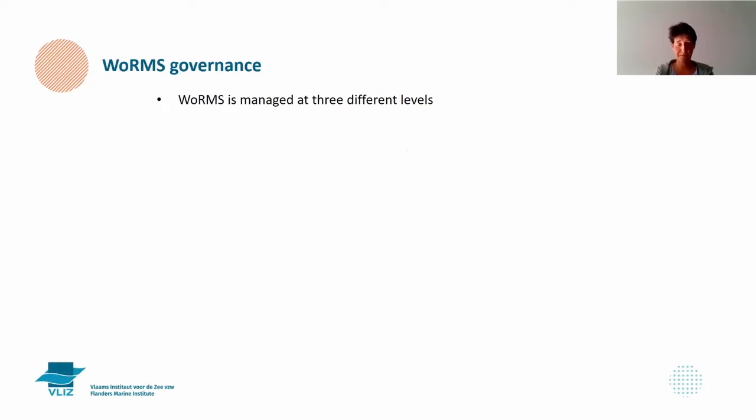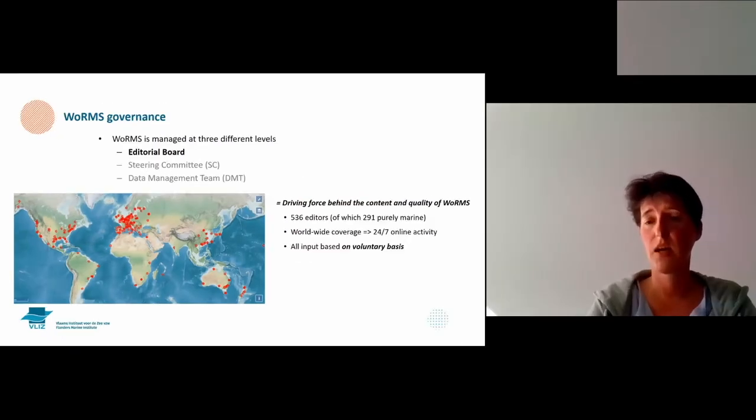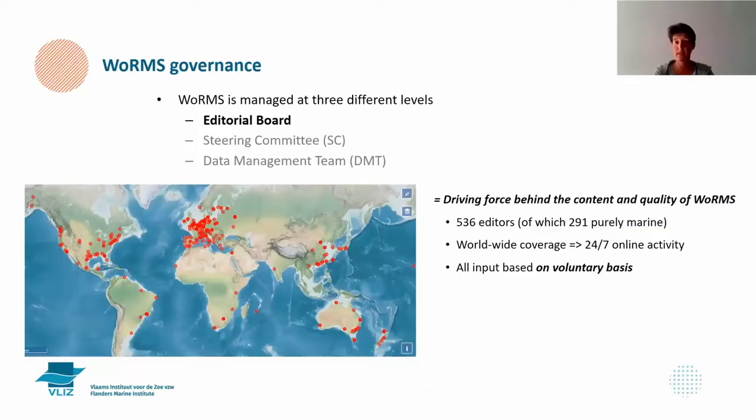Now, first of all, governance. WoRMS is a large database and is managed at three different levels. And the first level is the editorial board that we have. And this editorial board is basically the driving force behind the content and the quality of WoRMS. And right now, there is a little bit over 500 editors that are actively working on WoRMS and the non-marine information. And if we would just look at WoRMS as the marine part, then there's almost 300 editors actively contributing to the content of what we have.